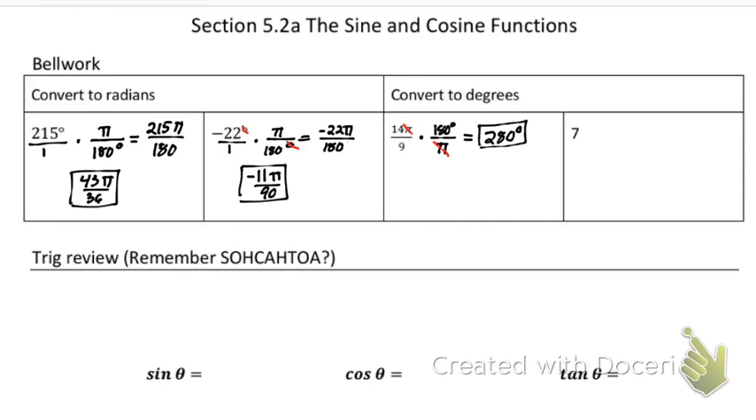The alternative is you could just plug 180 in for that pi. You could have just done 14 times 180 divided by 9. But don't do that unless you're very comfortable with converting between stuff.